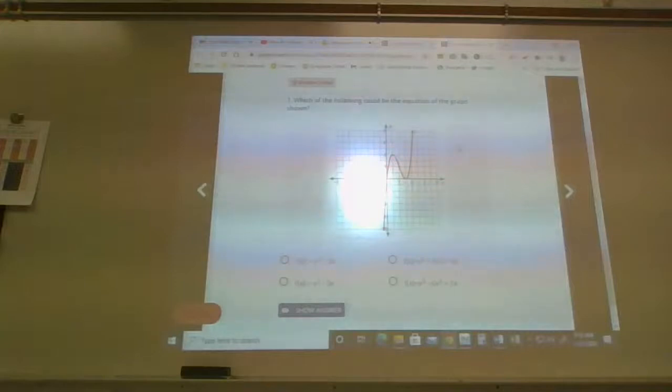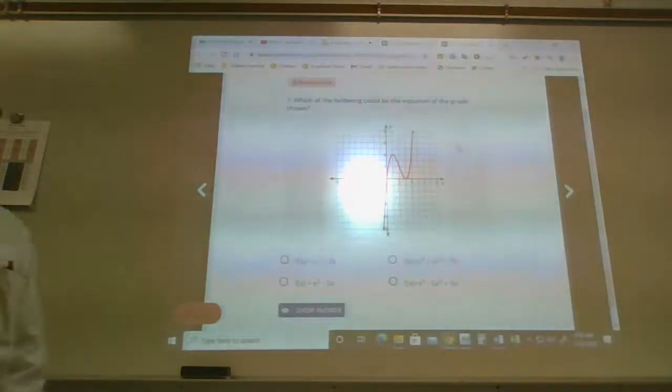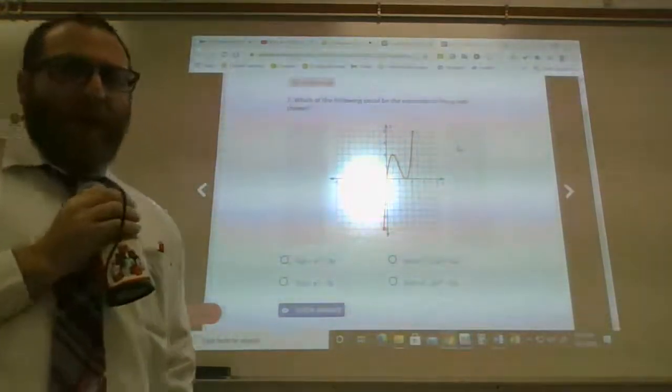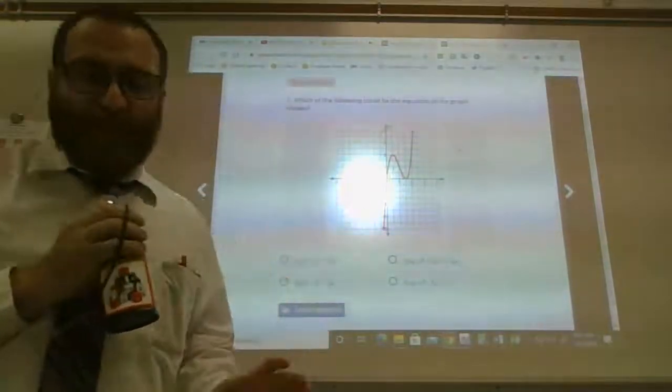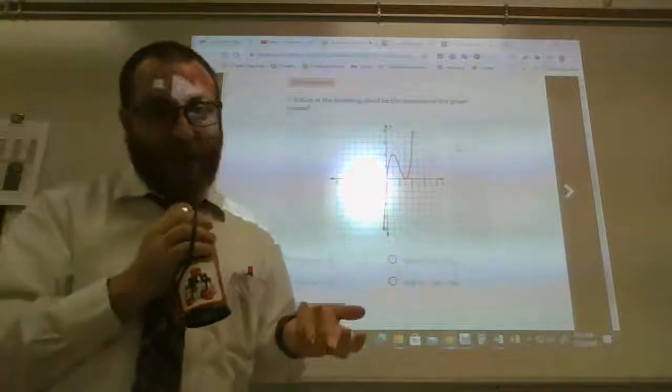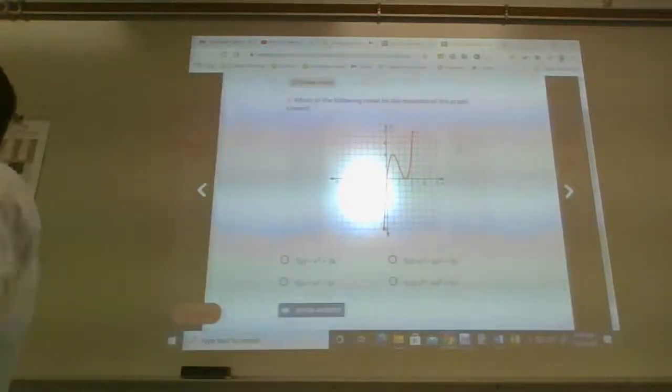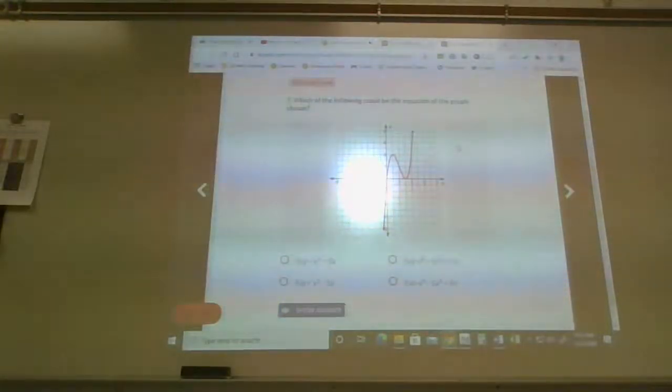I'm going to come up to see exactly what that looks like. But this is number 7, which asked which of the following could be the equation of that particular graph. Now, obviously, the giant glare in the middle is not helping too much, but you can see number 7 on your quizzes as long as you didn't close it out. But let's talk about this equation.